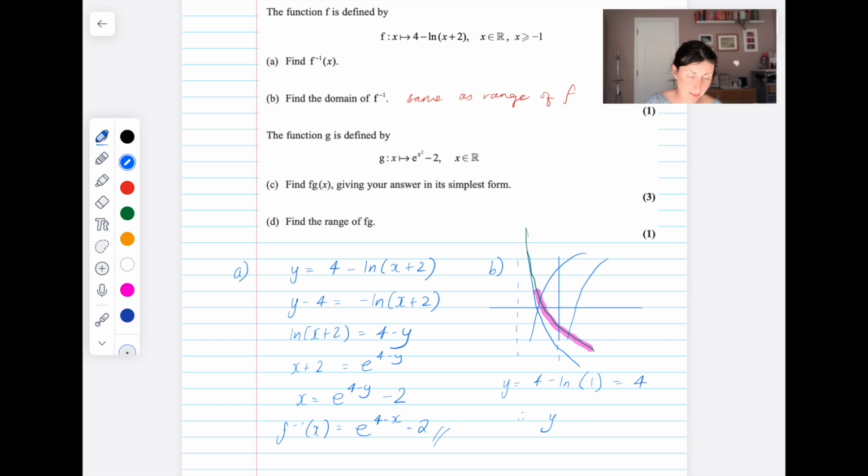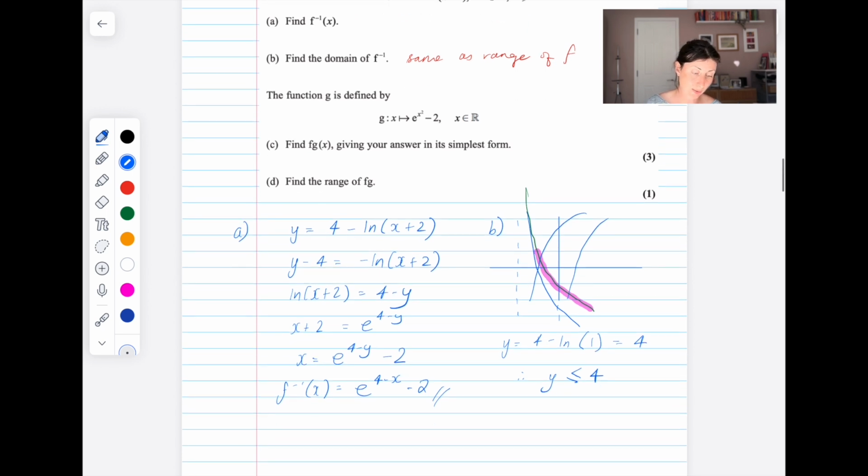Therefore, y is less than or equal to 4. This is the highlighted bit of the graph. Oh, and I need to be careful because that's the range of the original. So therefore, the domain will be x is less than or equal to 4.